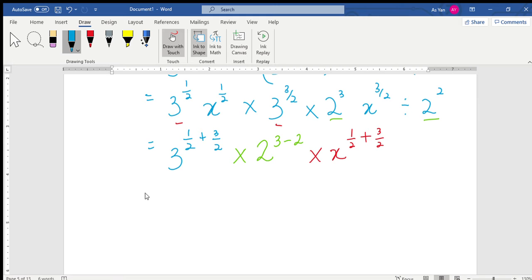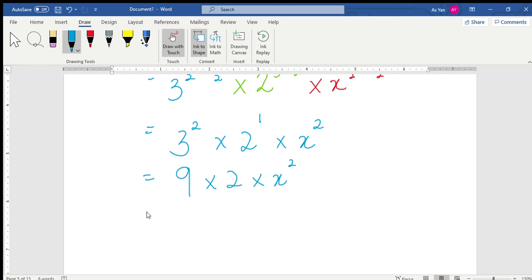So finally 3 to the power of 1 plus 3, 4 over 2 is 2, times 2 to the power of 1, and then times with x: 1 over 2 plus 3 over 2 is 4 over 2, which is 2. So 3 square is 3 times 3, 9. 9 times 2 times x square. So 9 times 2, 18. So finally 18x squared.